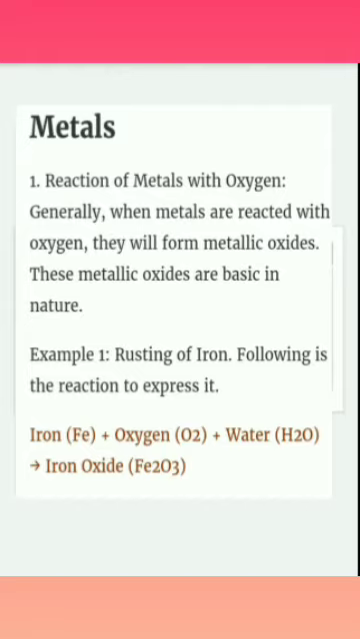The topic is reaction of metals with oxygen. Generally, when metals react with oxygen, they form metallic oxides. These metallic oxides are basic in nature. Example, rusting of iron. The following is the reaction to express it. Iron plus oxygen plus water gives iron oxide.